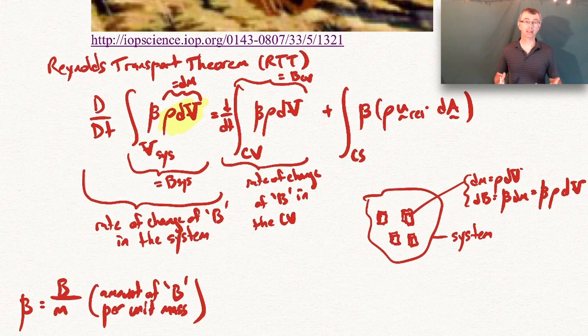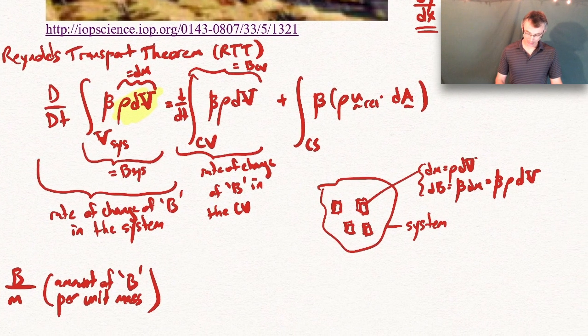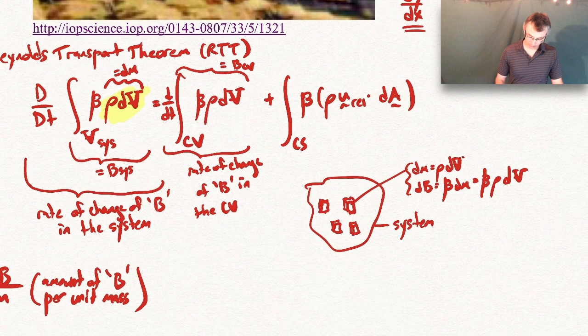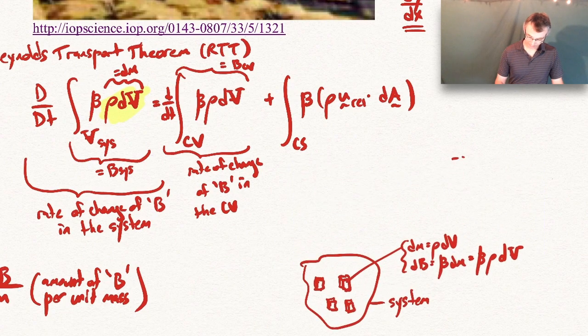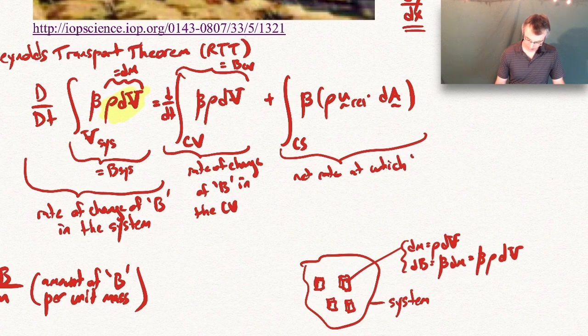So that first d/dt over the integral is just the time rate of change of the total amount of B in the control volume. Then the very last term here, this is the net rate at which B leaves the control volume through the control surface.